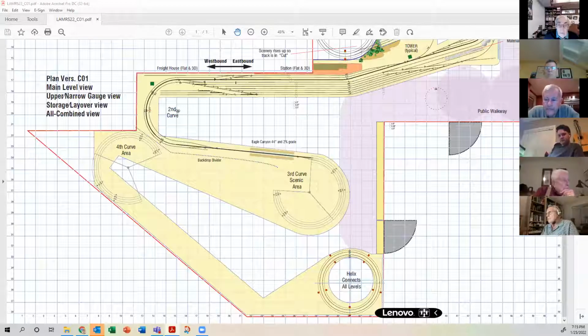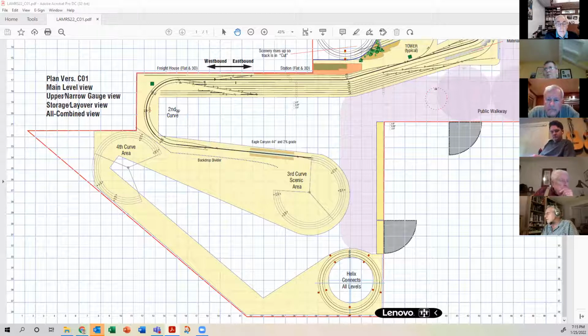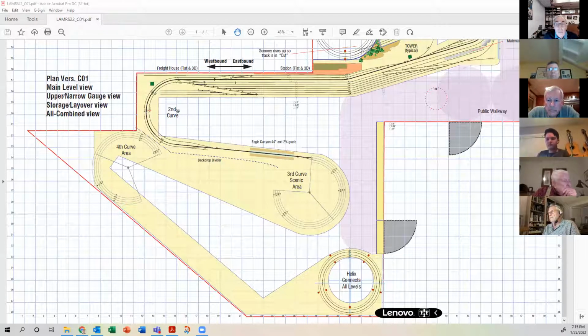Yes. Yeah, we discussed that last week, Stan, quite a bit. All right. So it showed the staging as the bottommost level. But it would all be completely.